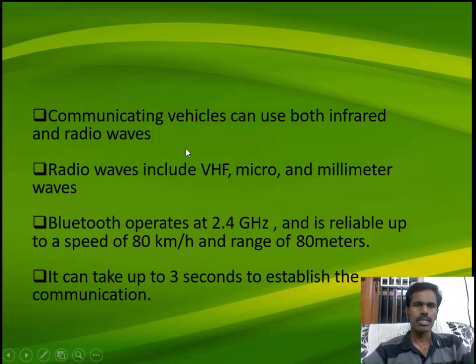In smart vehicle communication, two kinds of waves are used: infrared waves and radio waves. These two waves are used to communicate the information to the outside. Radio waves include VHF as well as micro and millimeter waves, and the technology used for communication is Bluetooth and Zigbee most of the time. And it takes very little time, 3 seconds, to establish the communication between roadside and the vehicle.